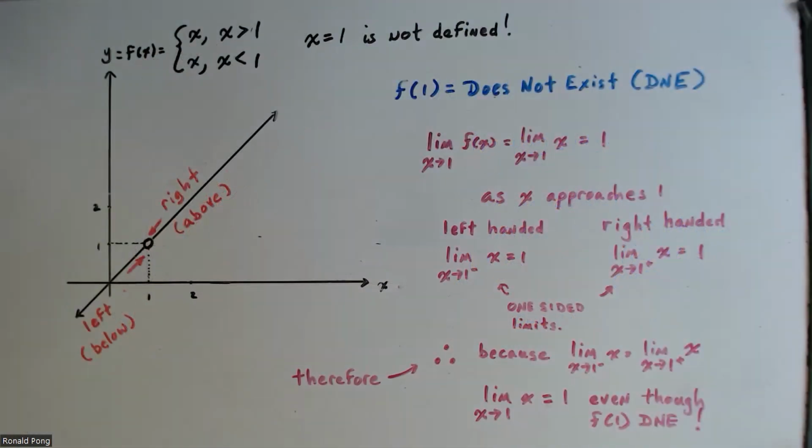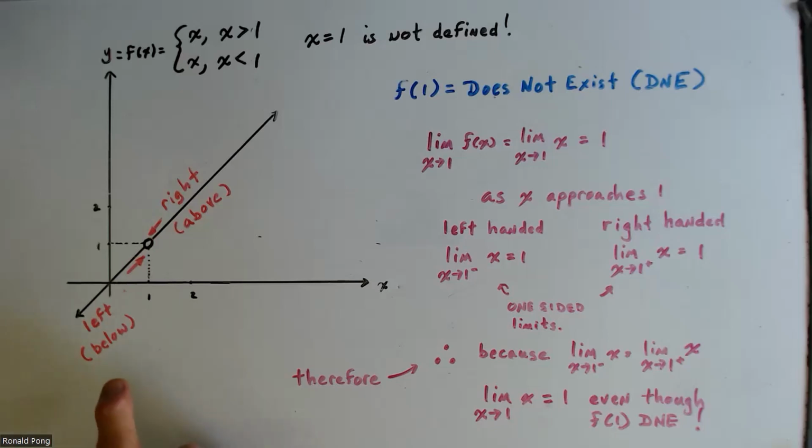I've redefined this function as a piecewise function where the value of the function at x equals 1 is not defined and therefore does not exist. Again, if we use our Algebra 1 concept of plug and chug, if I try to plug in x equals 1 into the function, it is a DNE or does not exist. However, the limit as x approaches 1 of this function f of x still equals 1.